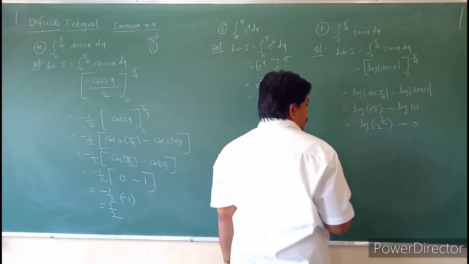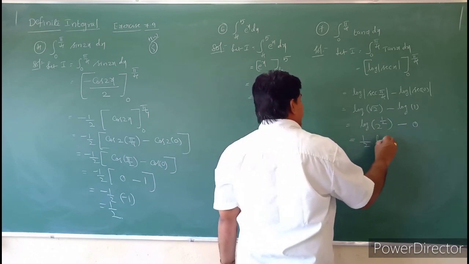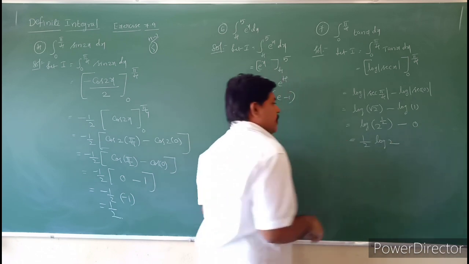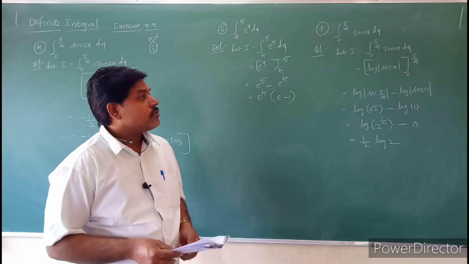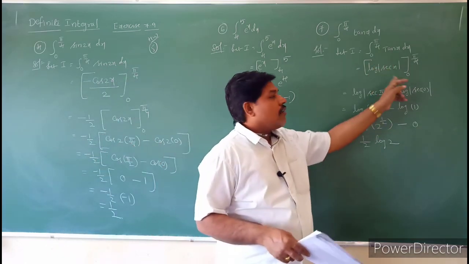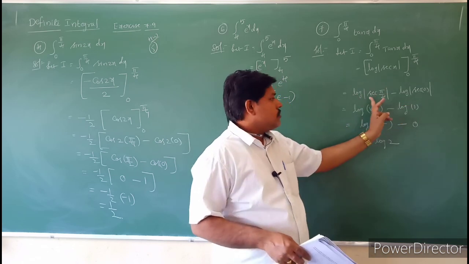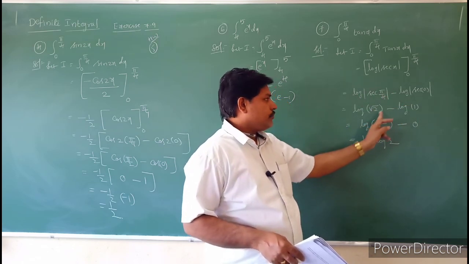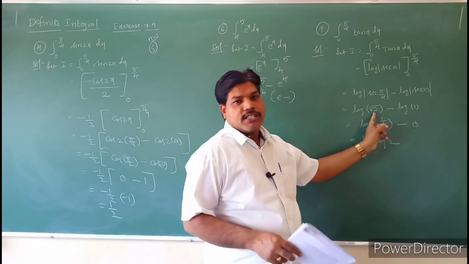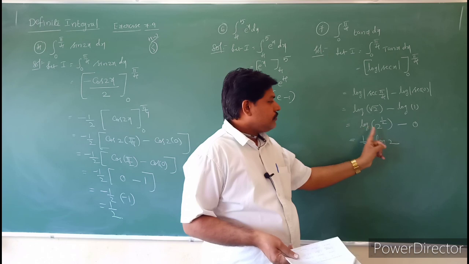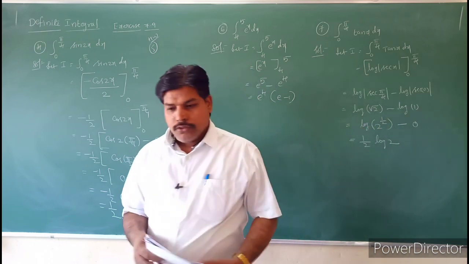Log 1 is 0. So log x power n you can write as n log x. So you can write as 1 by 2 log 2. So see that question, students. Integral of tan x is log of mod secant x. So apply the upper limit minus lower limit. So log of secant pi by 4 is root 2. Log of secant 0 is 1. Log 1 is 0. And root 2 can be written as 2 power 1 by 2. Log x power n you can write as n log x.